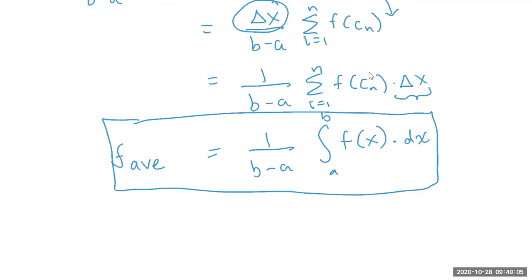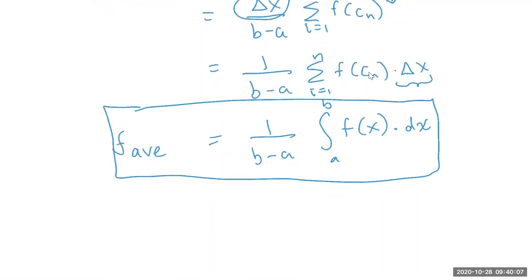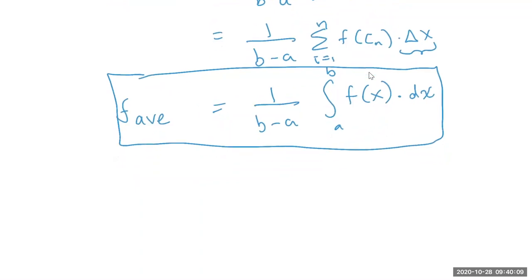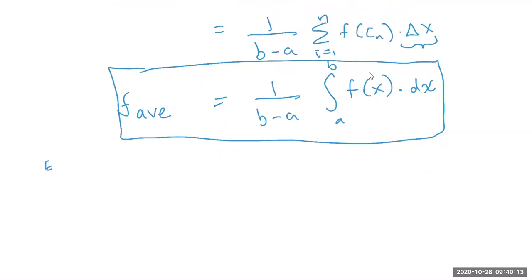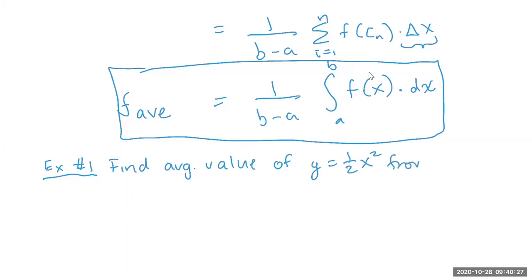Okay, so that is a formula you guys do have to know. You don't have to prove it. I just wanted to show you guys where it came from. And we'll do one example here. I think that's all we have time for. So example number 1, we're going to find the average value of y equals 1/2 x squared from 0 to 3.